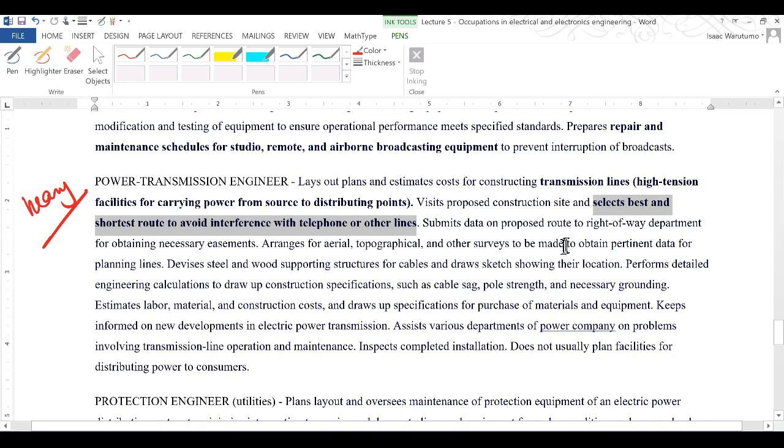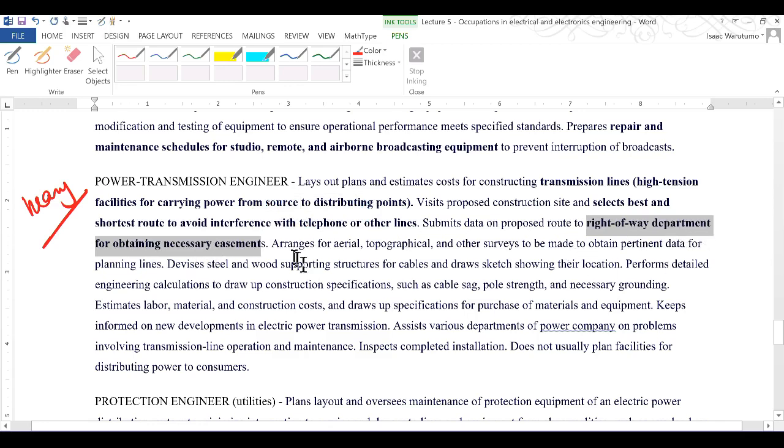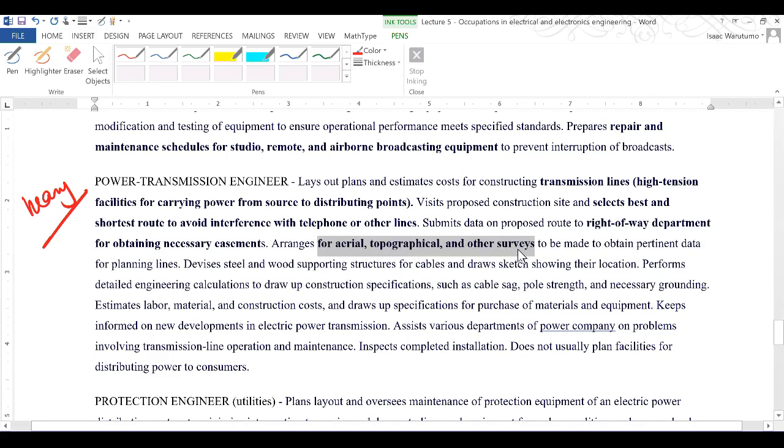They submit data on the proposed route for right of way. Even for you to get the right of way to pass through a national park or another public facility, you require some right of way to be given, and that right of way is going to be determined by the transmission engineers. They determine which are the best routes to use to transmit power. They also arrange aerial, topographical, and other surveys to obtain pertinent data for planning purposes. So again, you can see that engineers require very broad knowledge in regard to transmission of power.